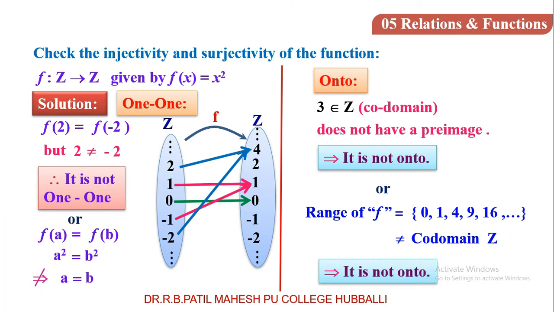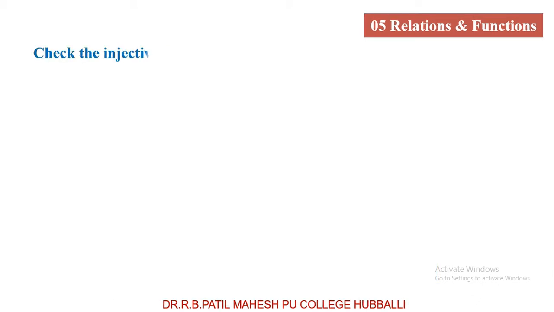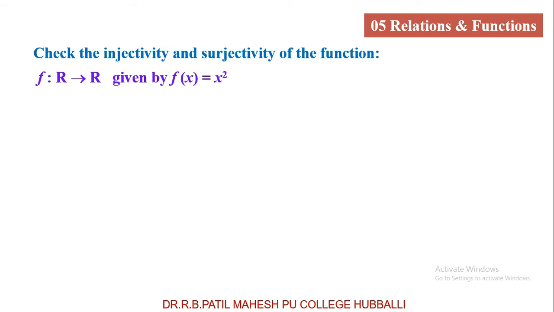Try to understand the previous one and this one. The function f of x equal to x square is the same, but the sets are different. Let me take the next, the same question, but f from R to R, the set of real numbers to the set of real numbers. Again f of x is equal to x square. Check the injectivity and surjectivity of this function.